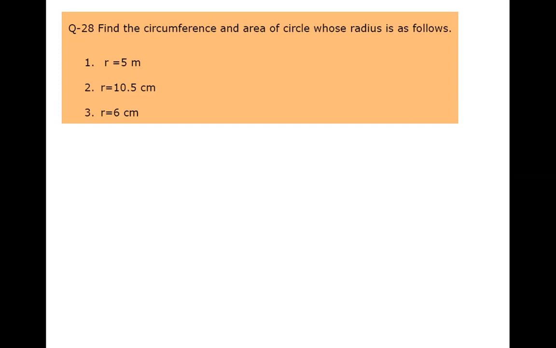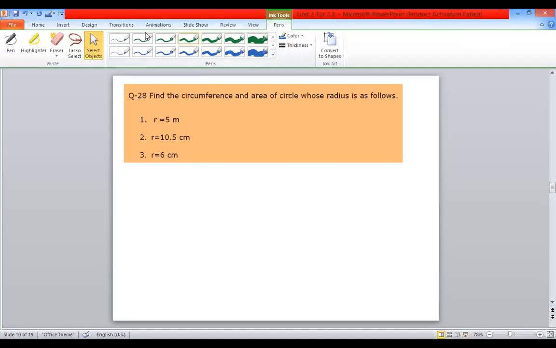The first question asks for the circumference and the area of the circle when you have a radius. So this is your radius R. By default, you can take the value of pi as 22 by 7 if it is not given, in every example. So first of all, you are given R is 5 meter. I'm finding the circumference of the circle.